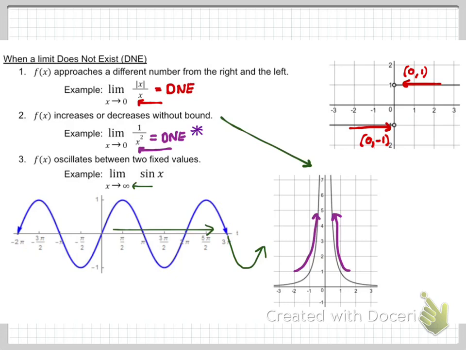So because of that, this function oscillates between 2 fixed values. And so it will never actually reach a limit. So in this case, the limit does not exist. So we write DNE.